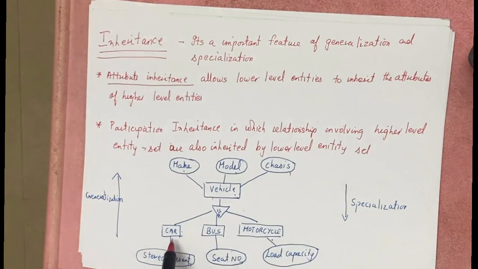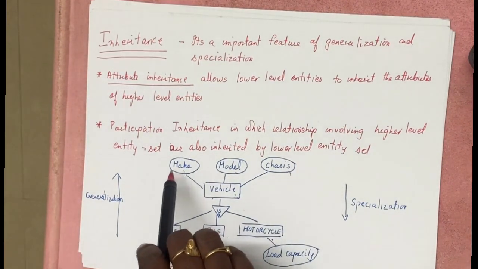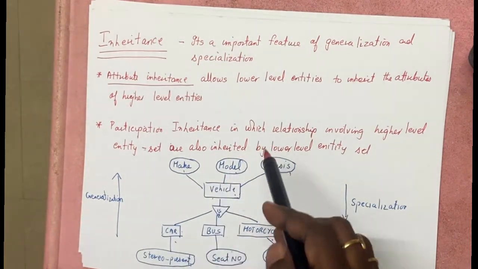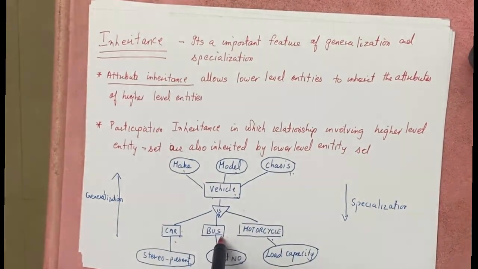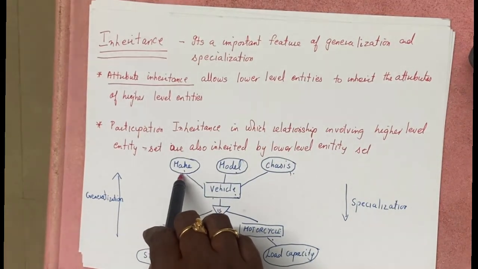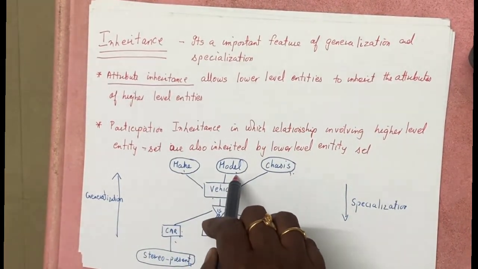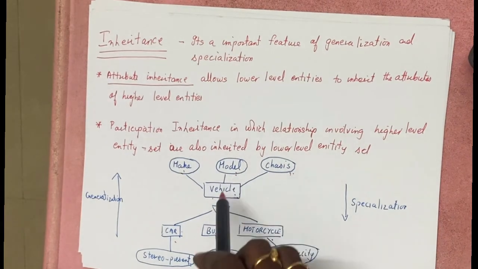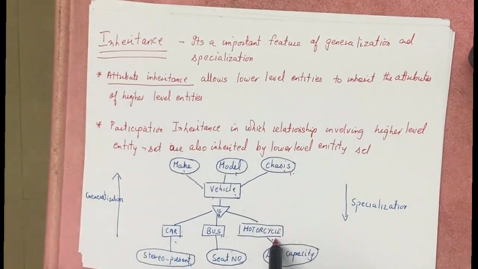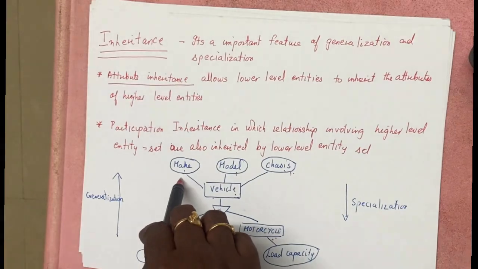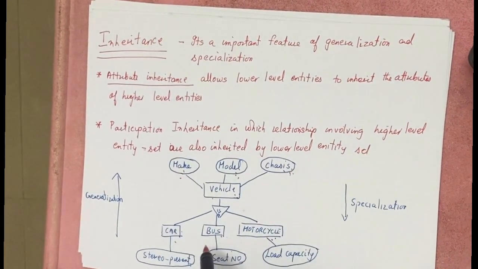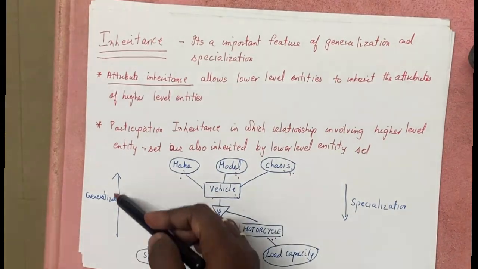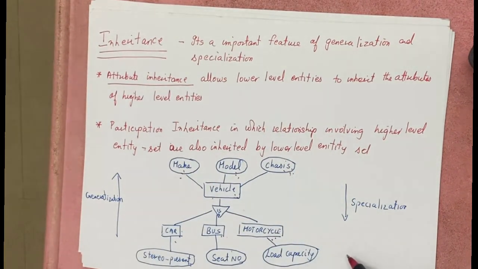A car can also have all these three. For example, a car can have the make Hyundai, the model maybe i20, and the chassis number of the car. A bus can have the make Tata Motors, the model of the bus maybe T400, and the chassis of the bus. In the case of a motorcycle, the make can be KTM, the model Z5, and the chassis number. So when you see it from the bottom up, it is generalization. When you see it from the top, it is specialization.